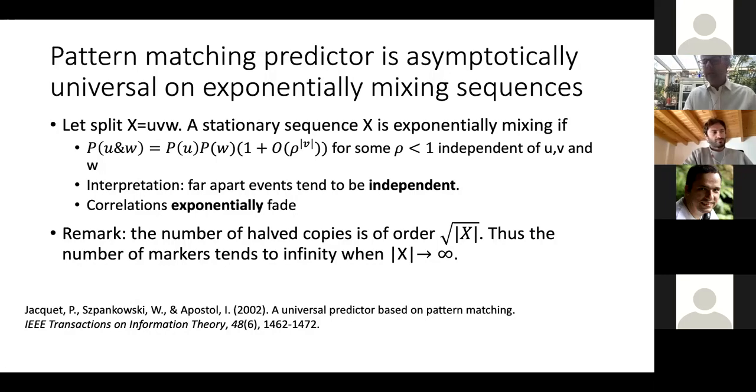We will see some examples of exponentially mixing sources, which will be the Markovian source, but there are others. And coming back to the pattern matching predictor I have described, you have a number of half copies of order square root of the size of the truncated part of the sequence. So it tends to infinity, and this is crucial in order to have enough sampling of the next symbol to find the most likely symbol.